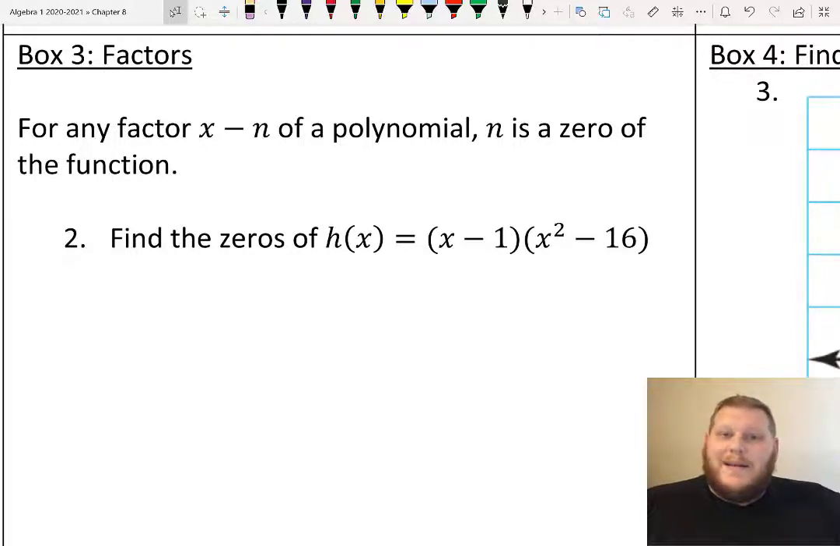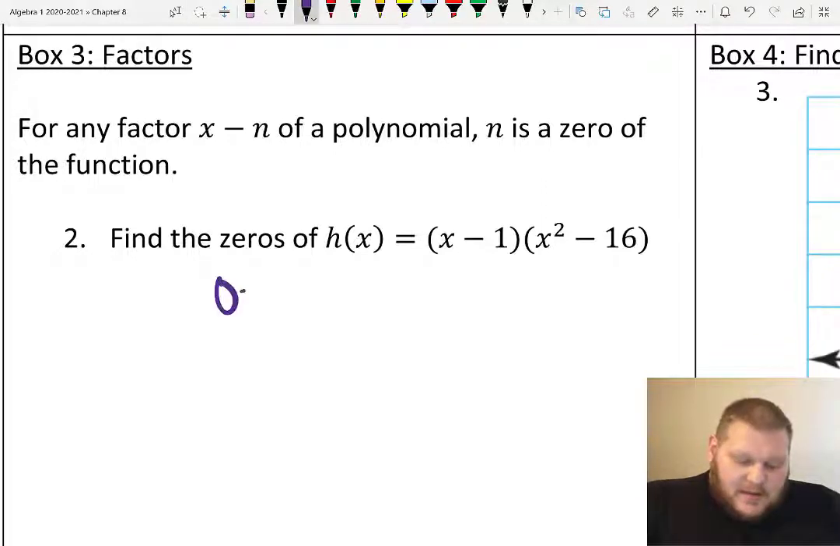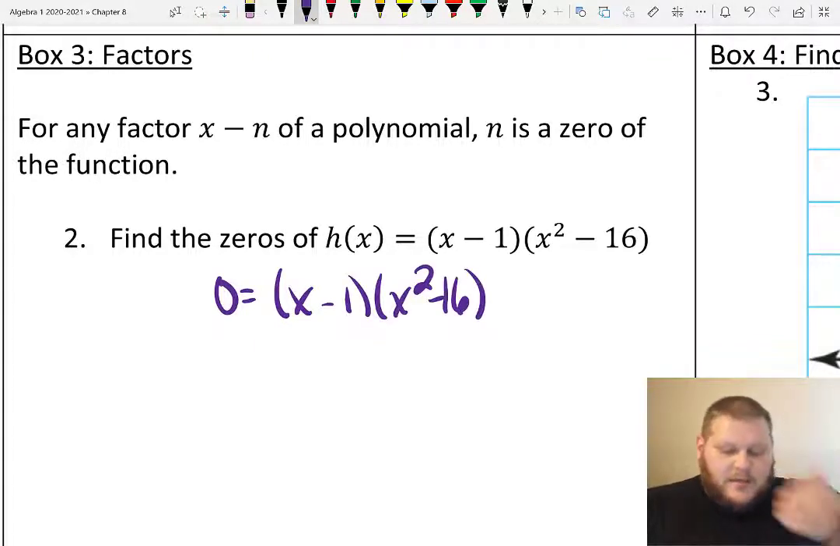Now this is something we spent an entire chapter on in Algebra 2, but for right now, we can look at it simply as making sure everything is factored out. Any of my factors, x minus some number of a polynomial, tells us that the number that was subtracted is a factor. Now we don't have to necessarily understand that whole premise. We're still going to find zeros the same way. I'm still going to start by replacing my function notation, in this case h of x, with 0. That gives me x minus 1 times x squared minus 16 equals 0.